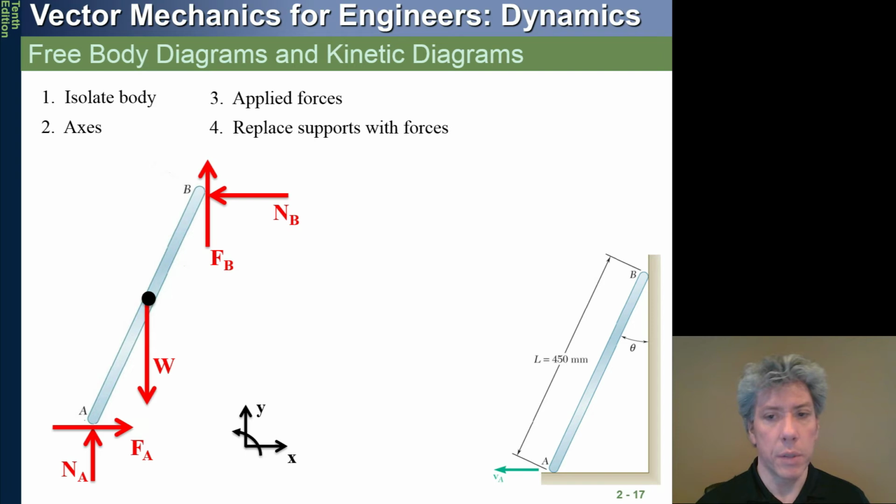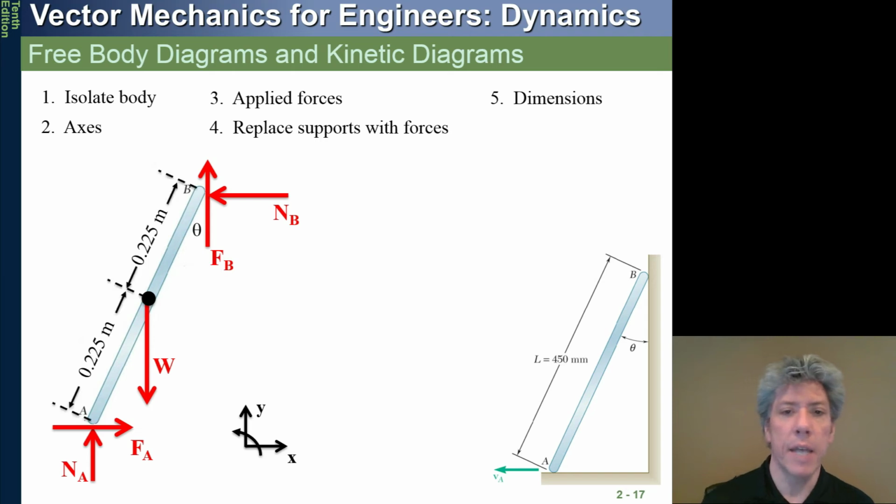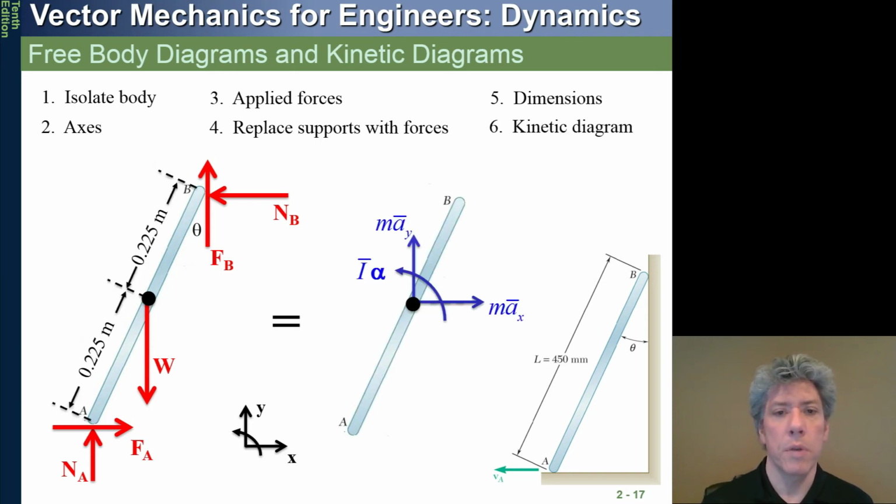Well, notice that they told us that A is moving to the left. If that's the case, then friction always acts opposite of motion. And so the frictional force at A is acting to the right, and obviously point B is sliding down the wall, therefore the friction force at B is acting up. Finally, add dimensions. Well, there we go. There's some relevant dimensions. And then draw the kinetic diagram.